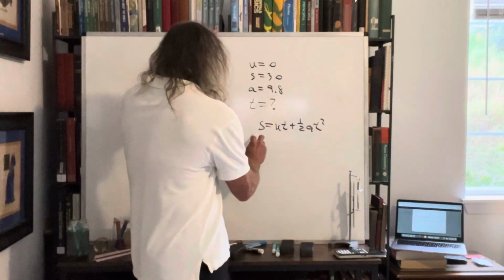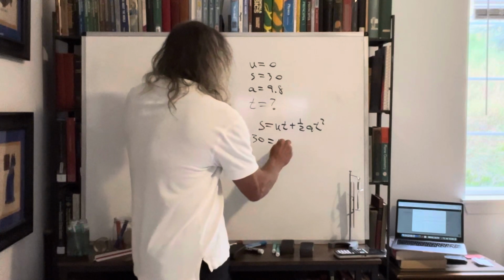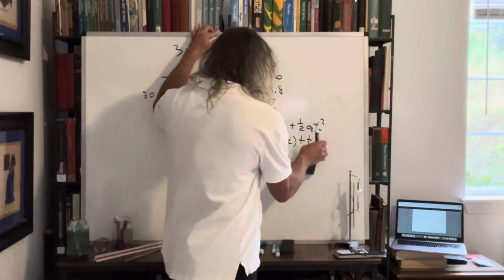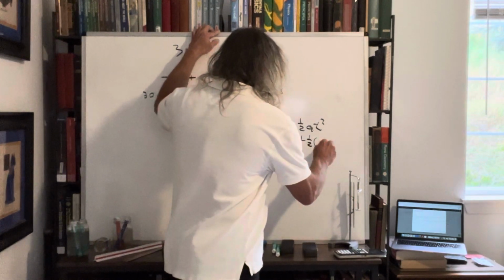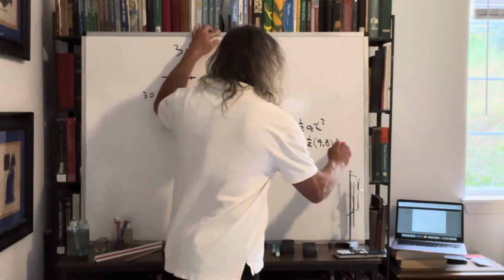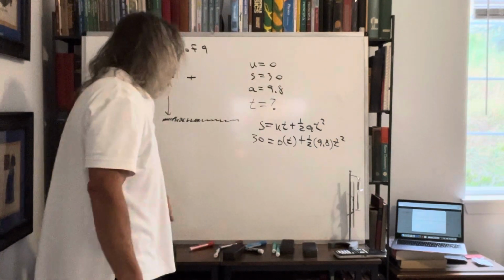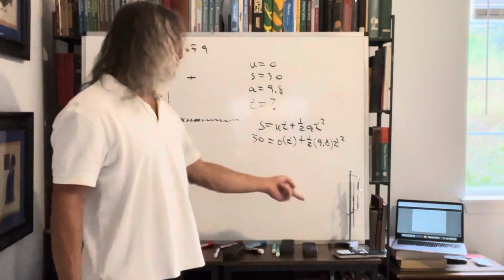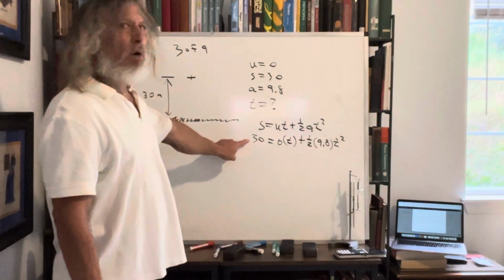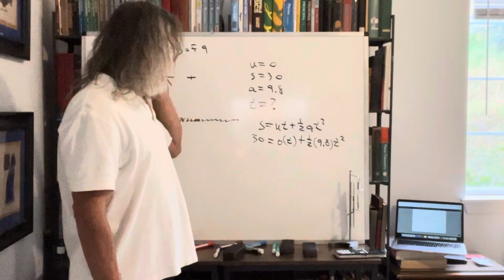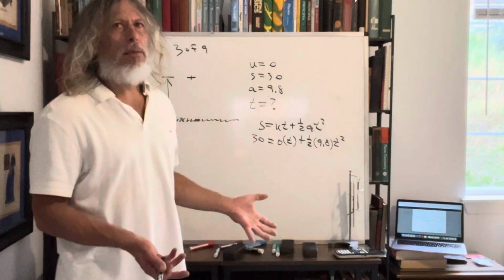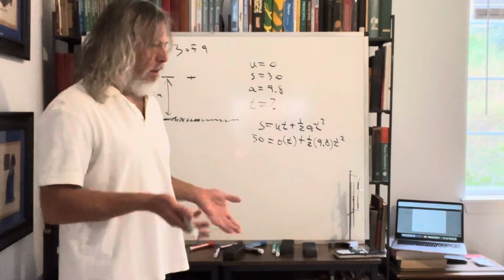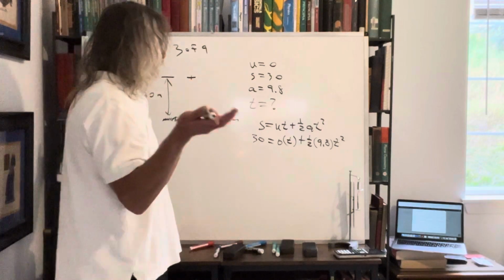So 30 is 0 times t plus 1/2 times 9.8 t squared. Now, if you do negative 9.8, then you've got to do negative 30 to be able to take the square root, because it dropped 30, it didn't go up 30. Displacement is down 30, not up. But since I know that this and this are in the same direction, I can ignore the sign. They're going in the same place, so they're not opposite.